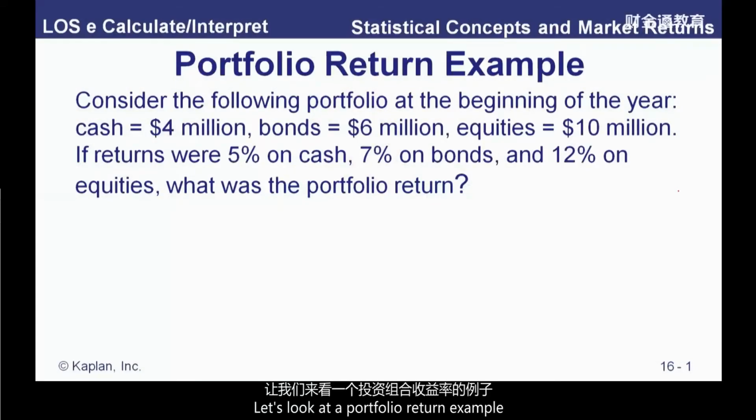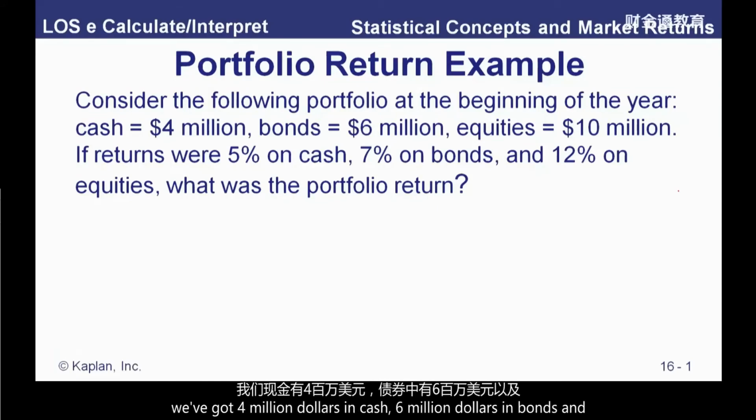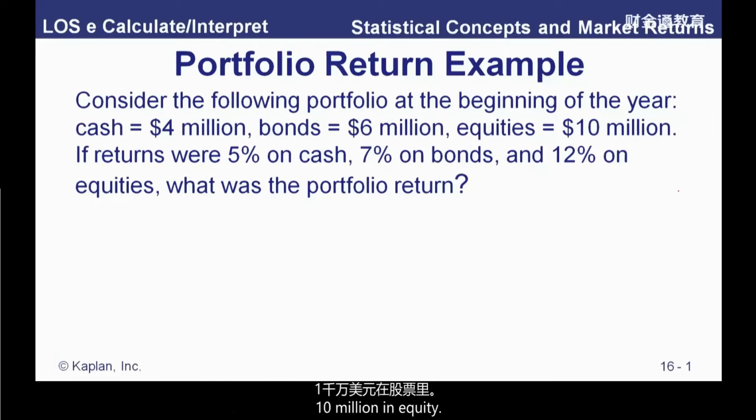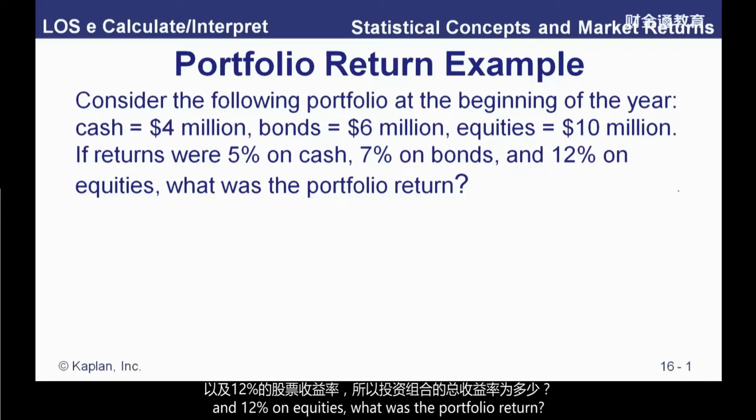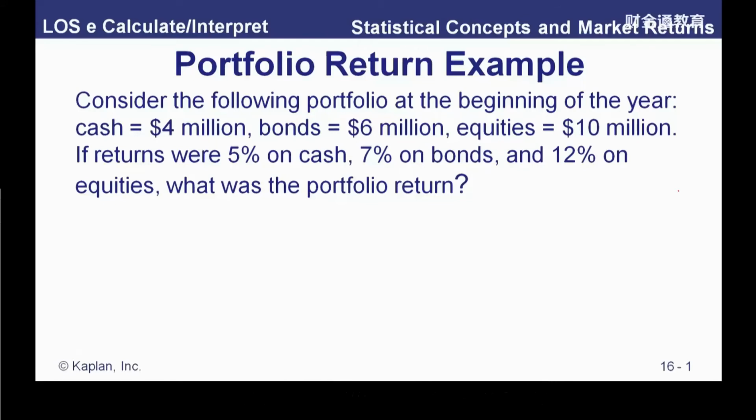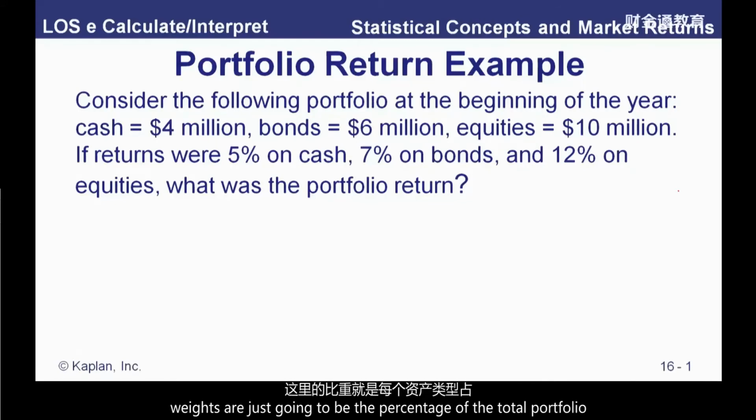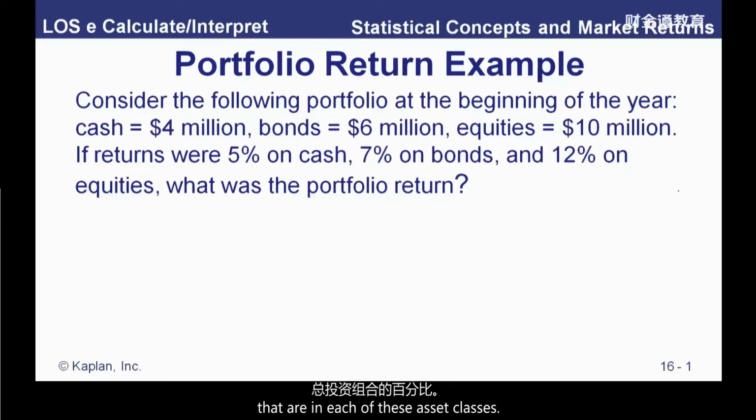Let's look at a portfolio return example and use our idea of a weighted mean here. Consider the following portfolio. At the beginning of the year, we've got $4 million in cash, $6 million in bonds, and $10 million in equities. So we've got 50% of this account in equities, we've got 30% in bonds, and 20% in cash. So now, if the returns are 5% on cash, weren't those the days? 7% on bonds, that was pretty exciting too, and 12% on equities, what was the portfolio return? Well, here we're going to use a weighted average, and the weights are just going to be the percentage of the total portfolio that are in each of these asset classes.